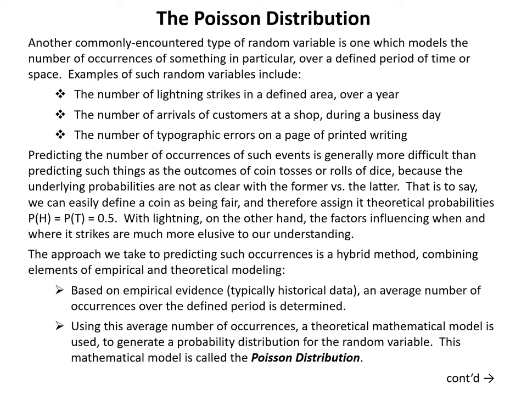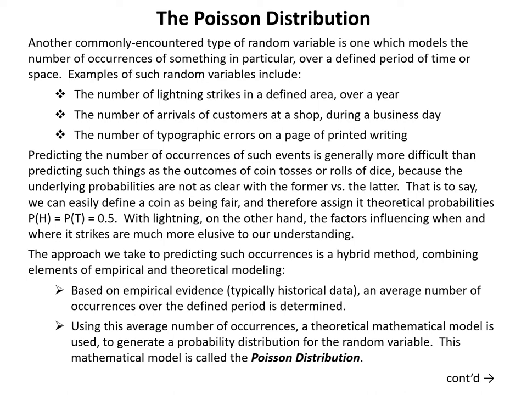Another commonly encountered type of random variable is one which models the number of occurrences of something in particular over a defined period of time or space. Examples of such random variables include the number of lightning strikes in a defined area over a year, the number of arrivals of customers at a shop during a business day, or the number of typographic errors on a page of printed writing.